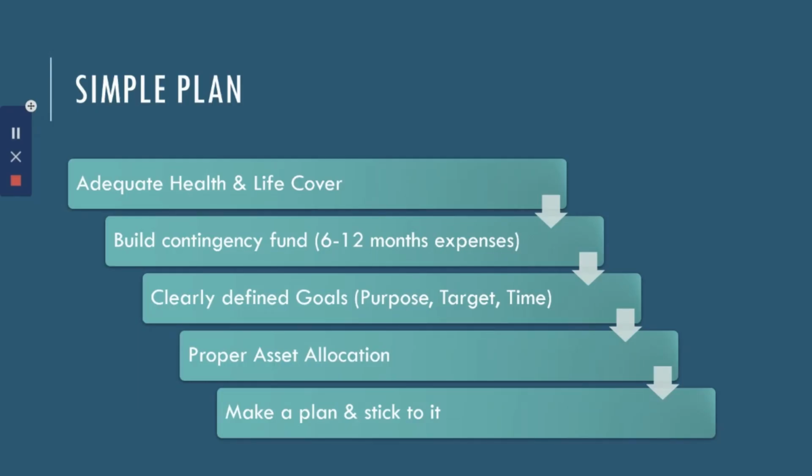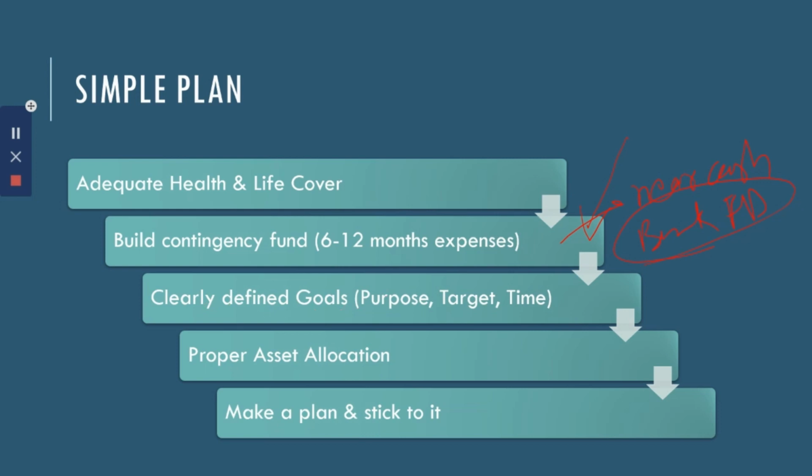So the simple plan is, first, you need to have a health and life cover. If you don't have one, take one. Next, we need to have a contingency fund or emergency fund. This should be somewhere near cash. It could be a bank FD, for example, or a liquid fund, but a bank FD or something that you can break when you need to and get the money. Try and keep 6 to 12 months of expenses in a contingency fund, somewhere where I can access that cash on demand.